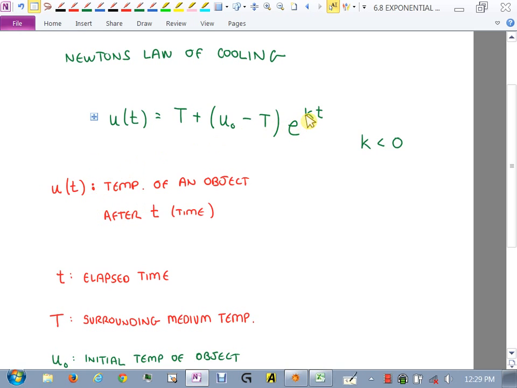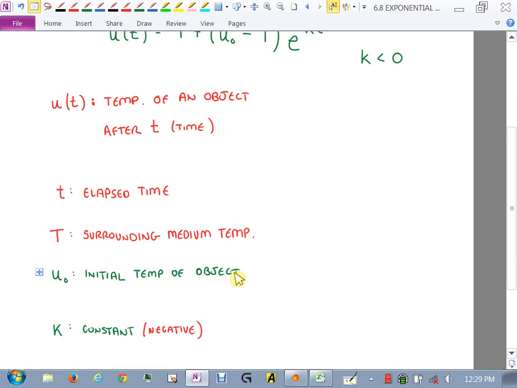Who cares what k is, what's e to the 0? 1. So this just becomes capital T plus U naught minus T, right? And this isn't even here. The capital T and the minus T cancel each other out, and you're left with what? U naught, which is the initial temperature of the object. So the formula works. If t is 0, it's just my temperature, right?